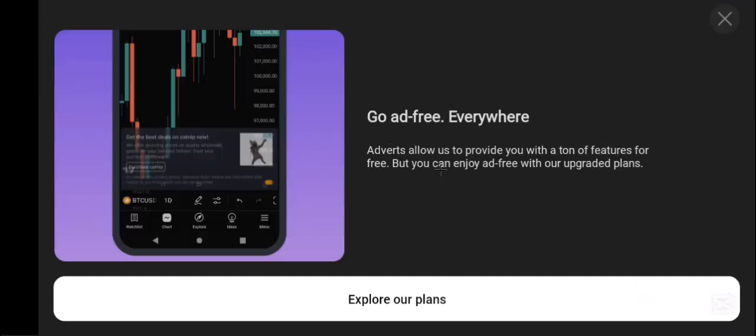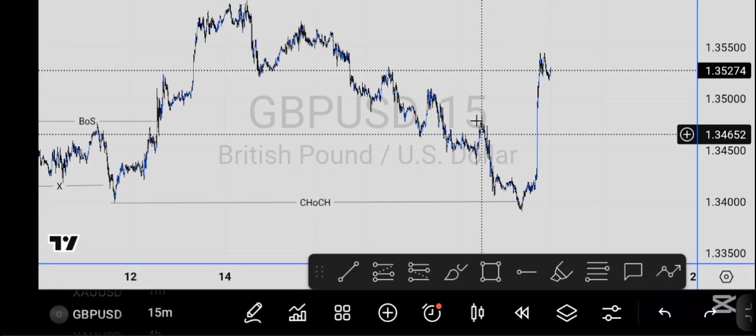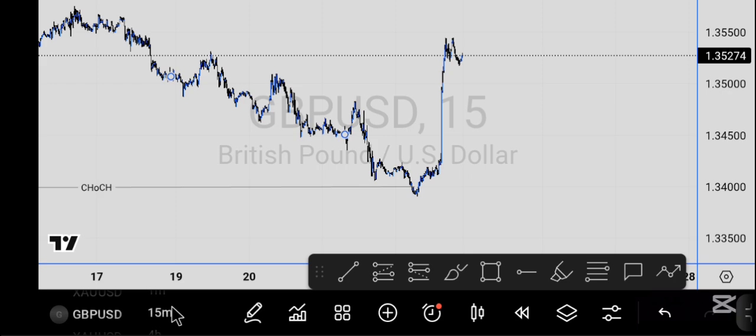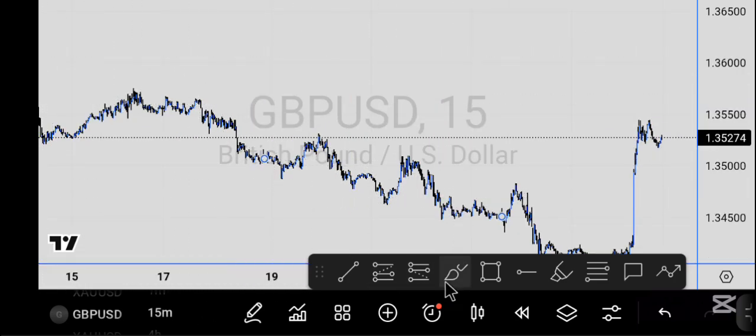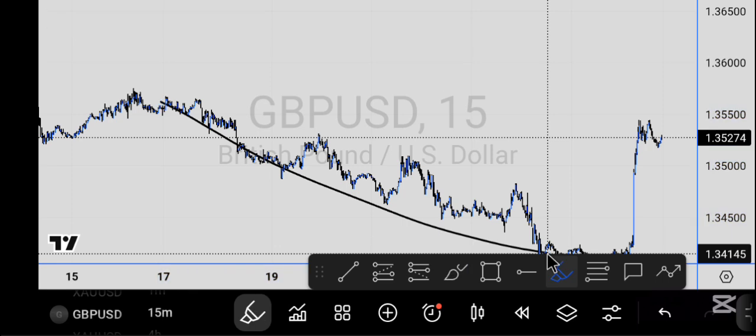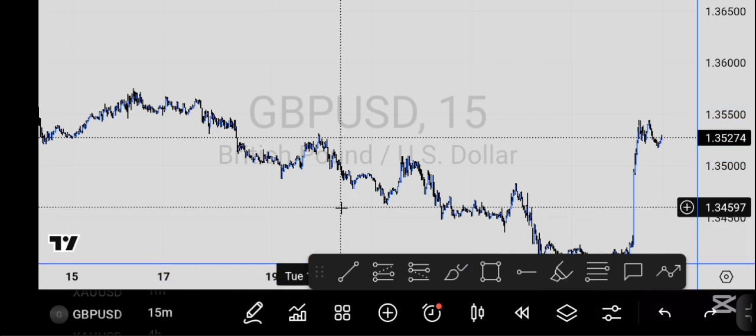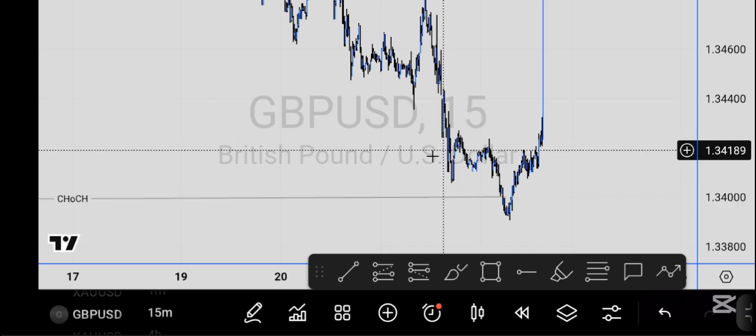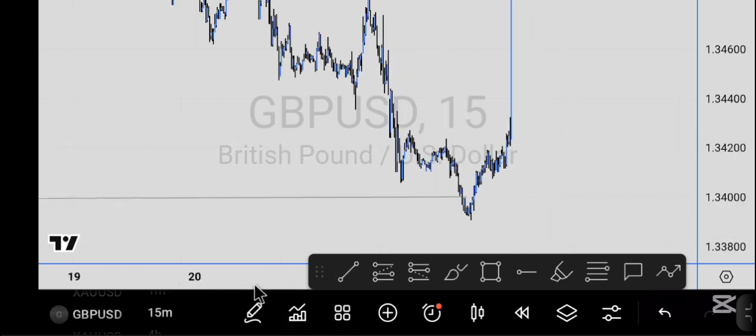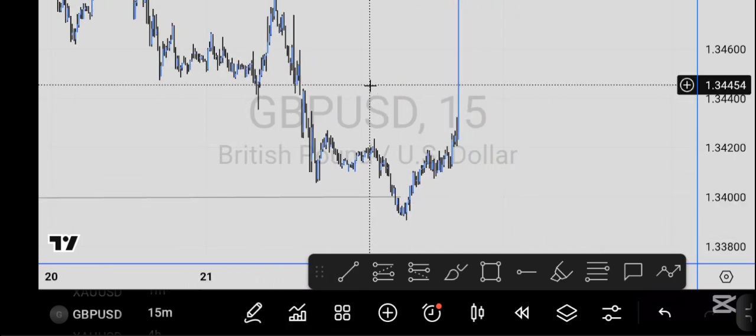What do we have here? If we look closely, you can see that this side on the 15 minutes is bearish, so we need to wait for it to shift to bullish before we can participate in the buy on the chart.